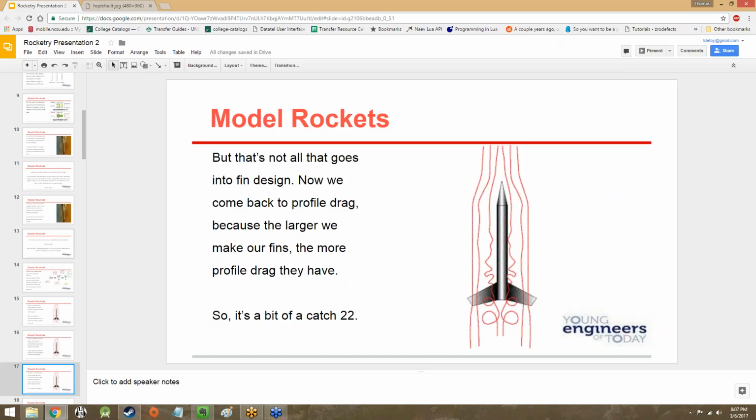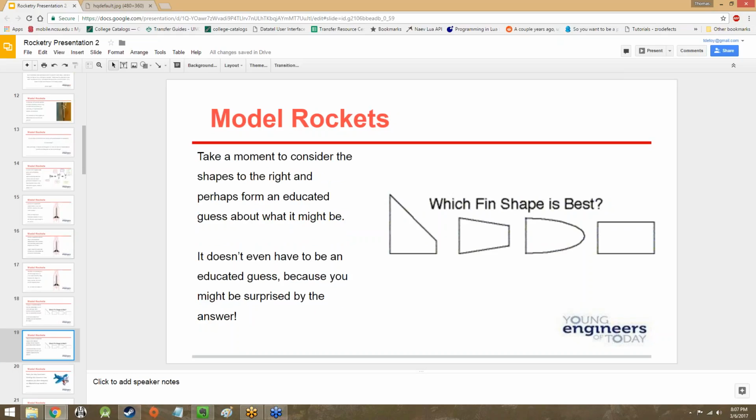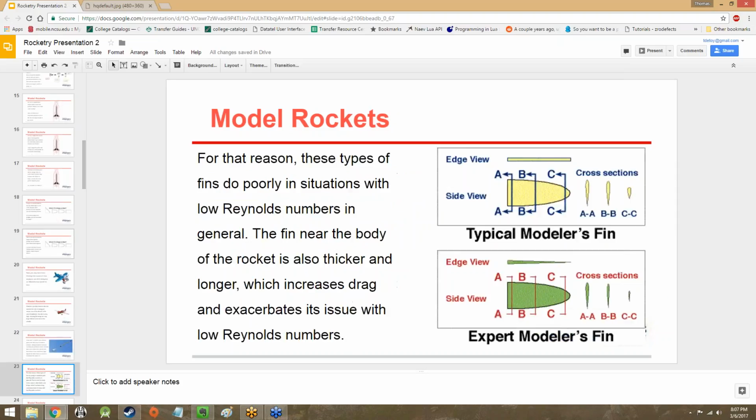However, the larger the fins, the more profile drag you're going to have. So you kind of run into the situation where you have to have fins that are large enough but also don't have crazy, crazy profile drag. So enter fin shape. Fin shape is also something that is important in fin design, obviously, because fin shape will affect how well your rocket flies. And we spent a little bit of time talking about different fin shapes and stuff.